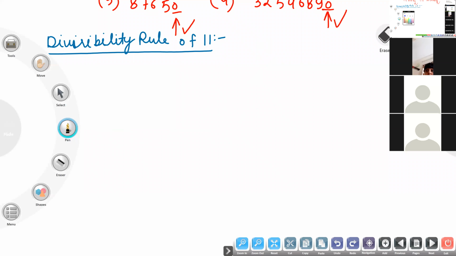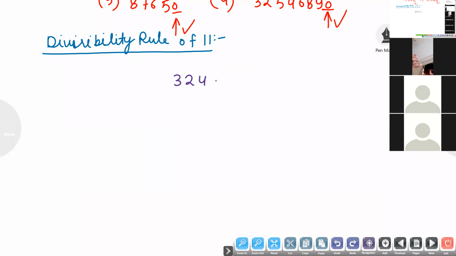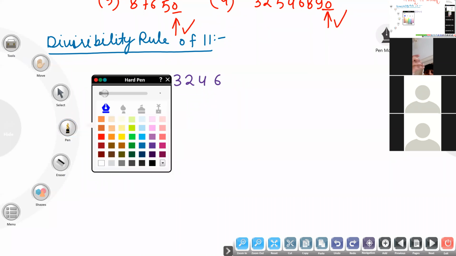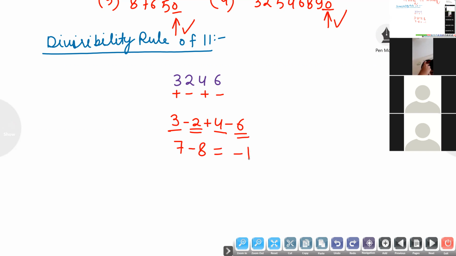One more example I am writing, students concentrate. 3246. I want to check whether this number is divisible by 11 or not. How to do? First I will write plus minus, means plus 3 minus 2 plus 4 minus 6. I want to check where the positive signs are. Plus 3 plus 4, 7. Minus 2 minus 6, what will come? Minus 8. The answer is coming minus 1. Is this number divisible by 11? No. Are you getting my point, students?